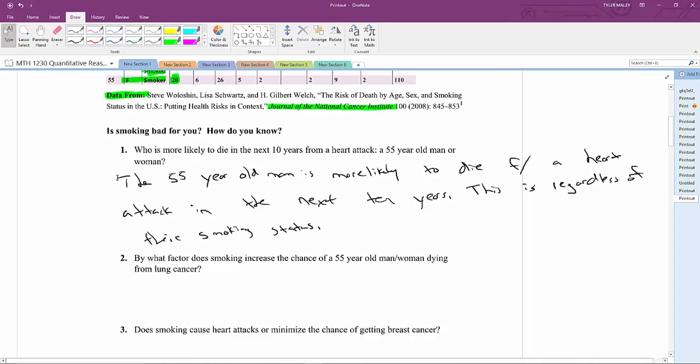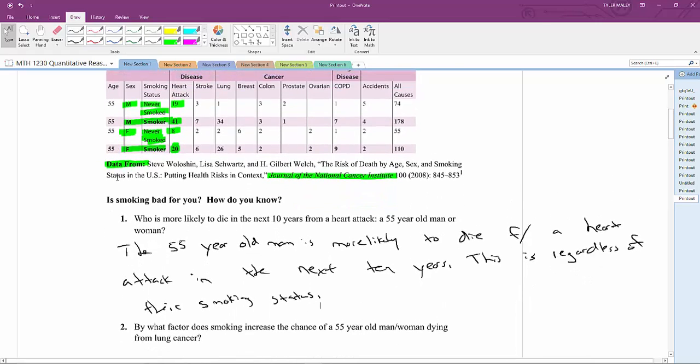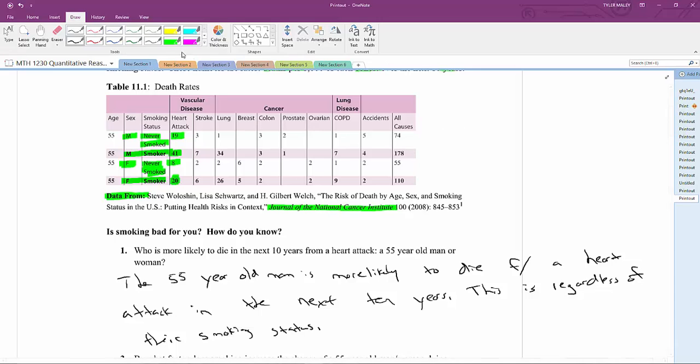So number 2 says, by what factor does smoking increase the chance of a 55-year-old man dying from lung cancer, and also for women? So if we look up here, we're looking for lung cancer, so these values. Between the males from non-smoking to smoking, this increased times 34. 1 times 34 is 34. And then with the female, this increased by a factor of 13. 2 times 13 is 26.